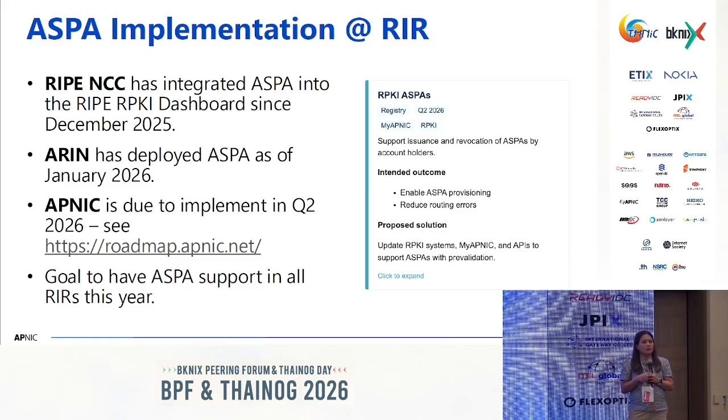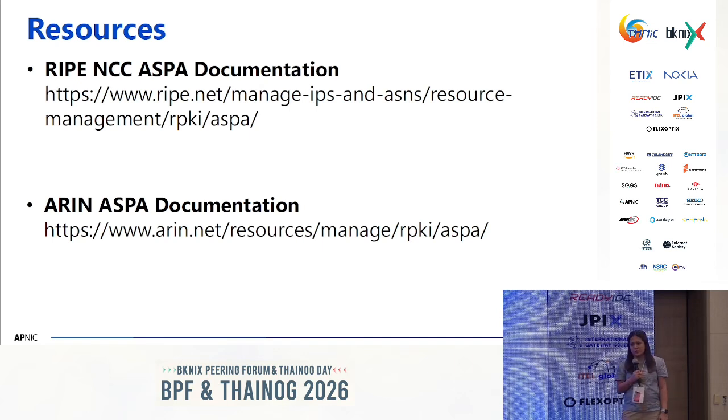And overall, the goal is for all the RIRs to be able to implement ASPA, hopefully by the end of this year. So with that, these are just some resources on both RIPE NCC and ARIN. When we have APNIC's version at some point, we will also be publishing that, so watch out for that again.